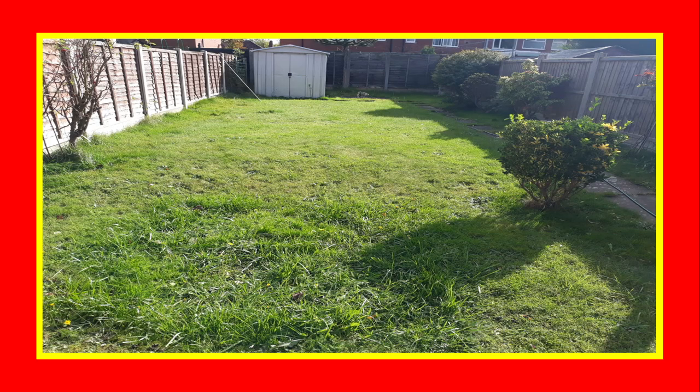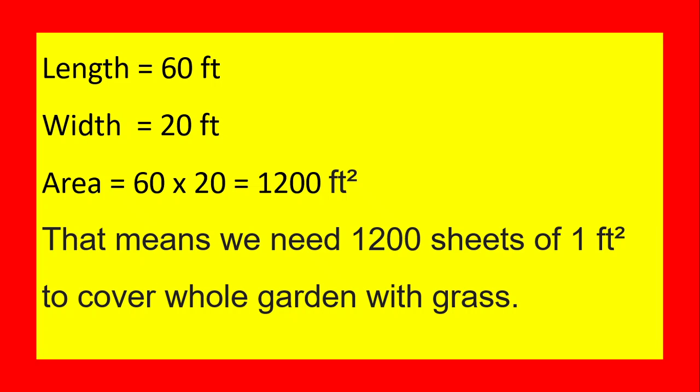If we look at the garden again, now we need to know, if we want to cover all this garden with grass, how many grass sheets we need to cover all the surface, all the floor, all this garden area between the boundaries. So what we will do, we already know the length is 60 feet, width is 20 feet. So we will multiply length and width. 60 multiplied by 20 is equal to 1200 square feet. That means we need 1200 sheets of 1 square feet to cover the whole garden with grass.